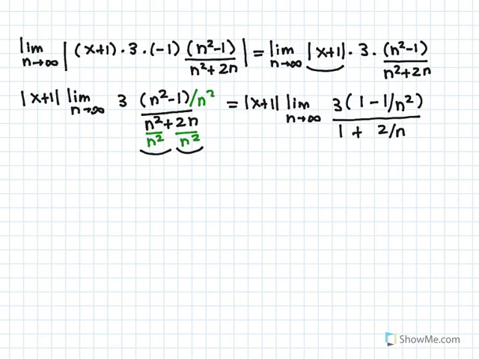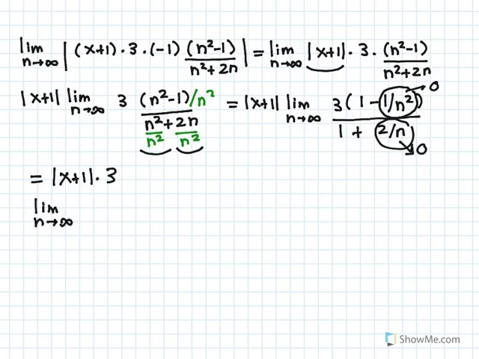When we take the limit as n approaches infinity, 1 over n squared, of course, approaches 0, and 2 over n also approaches 0 as n approaches infinity. So we're going to get absolute value of x plus 1 times 3. Now recall that this is a result of doing the ratio test, limit n approaches infinity, of absolute value of a sub n plus 1 divided by a sub n. And the result we obtain is 3 times absolute value of x plus 1.